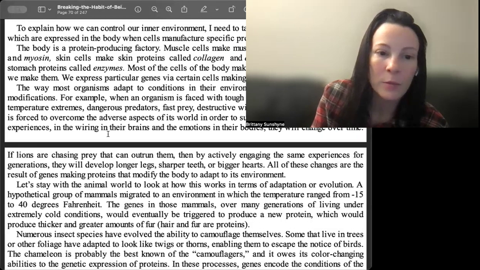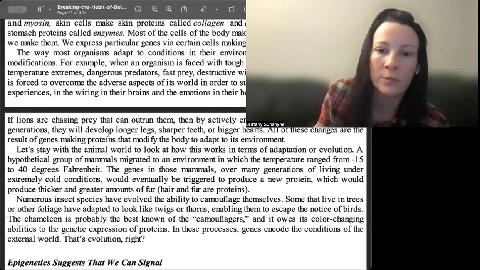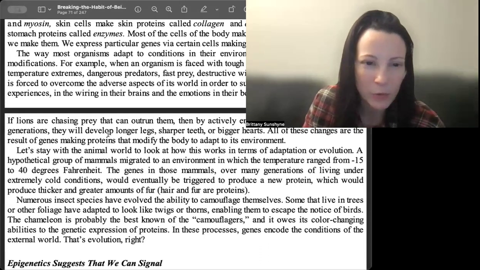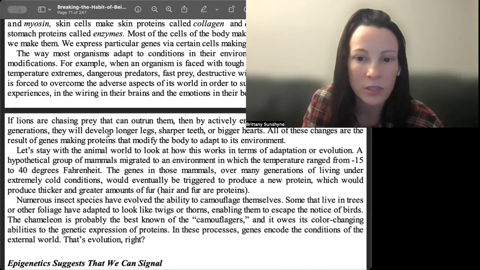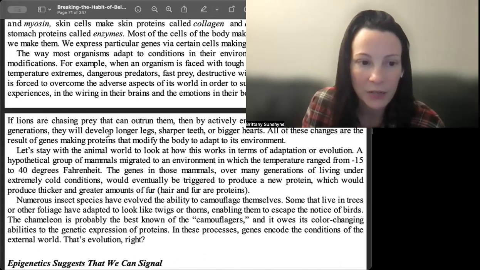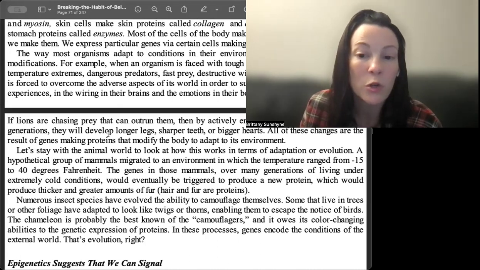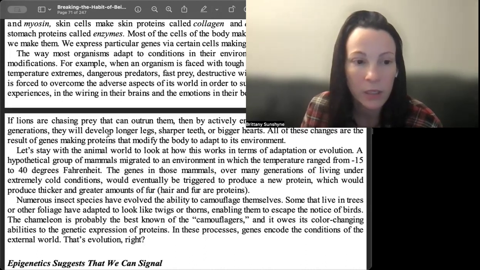Let's stay with the animal world to look at how this works in terms of adaptation or evolution. A hypothetical group of mammals migrated to an environment in which the temperature ranged from -15 to 40 degrees Fahrenheit. The genes in those mammals over many generations of living under extremely cold conditions would eventually be triggered to produce a new protein, which would produce thicker and greater amounts of fur, hair, and fur proteins.